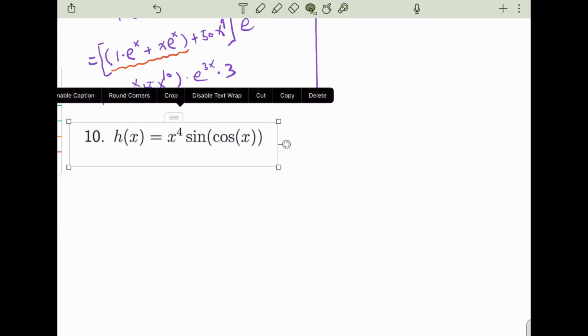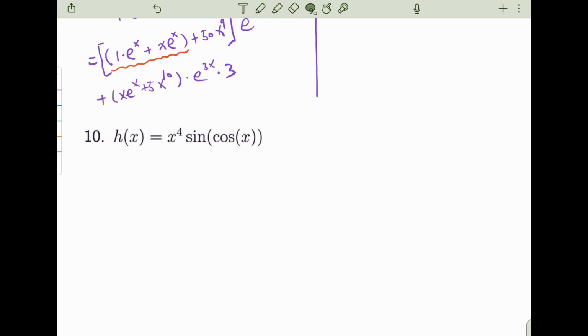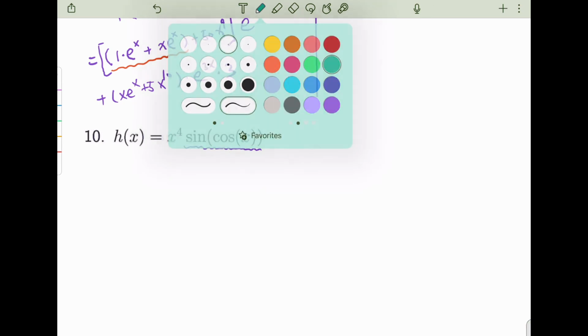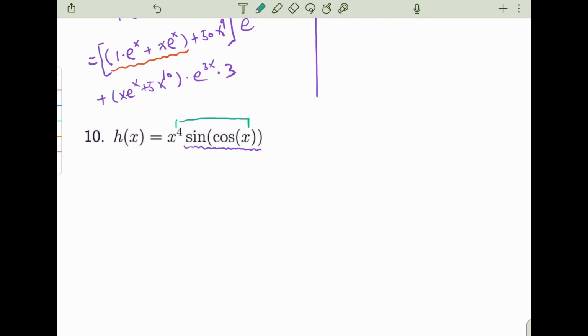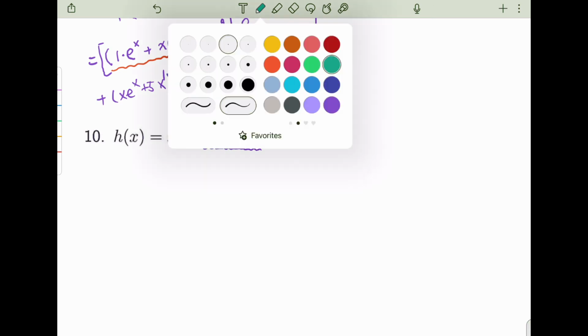So we have the cosine function inside the sine function. That is the chain rule we have to use for this guy. And after that, there's another x to the 4 multiplied with this thing. So that is the product rule, right? So we clear that as product rule and chain rule.